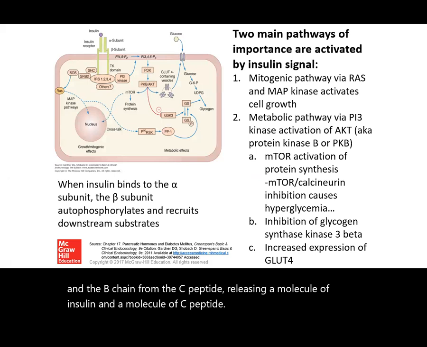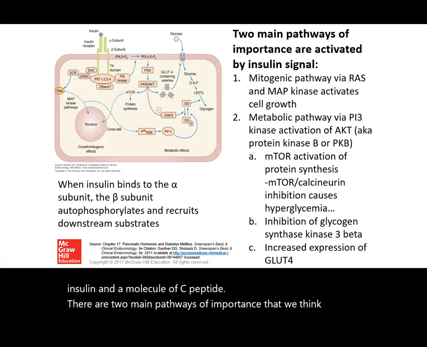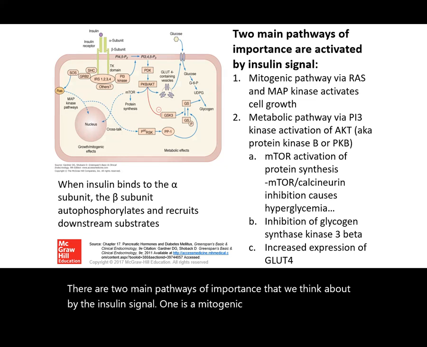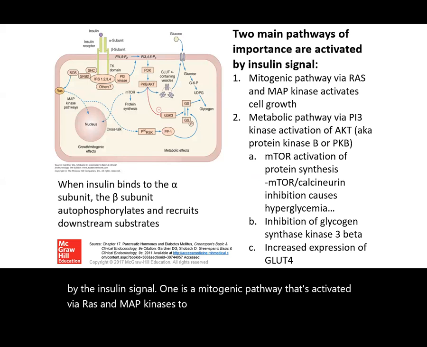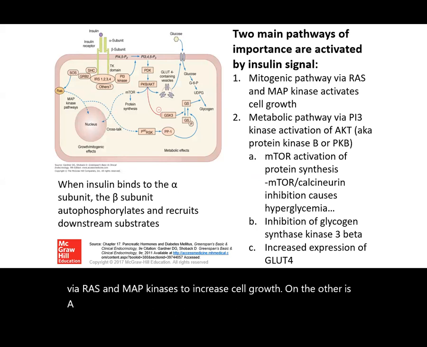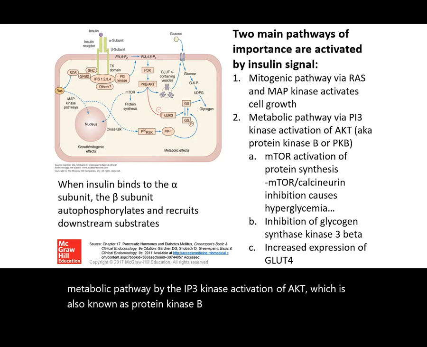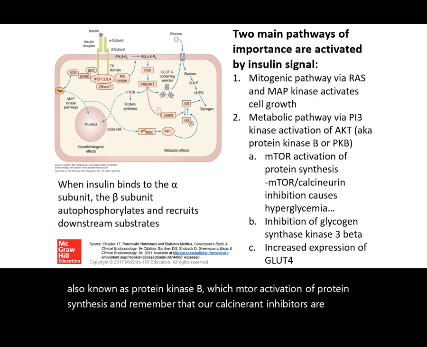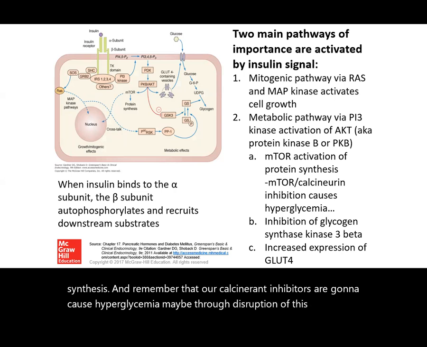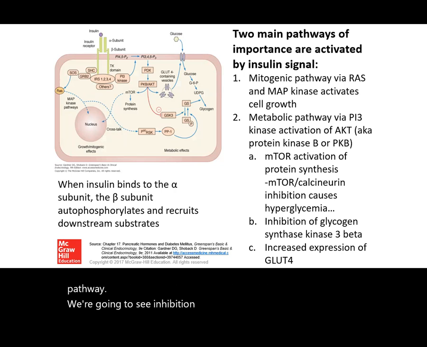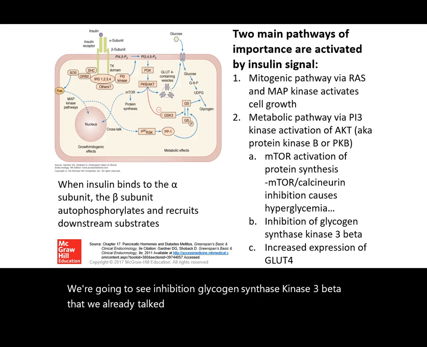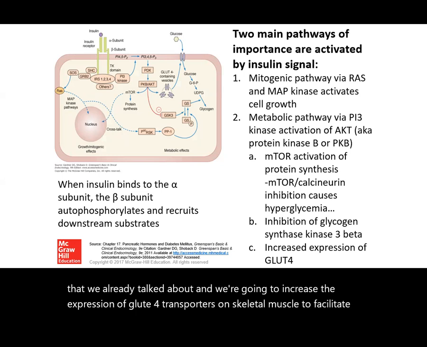There are 2 main pathways of importance that we think about by the insulin signal. One is a mitogenic pathway that's activated by RAS and MAP kinases to increase cell growth. The other is a metabolic pathway via the PI3 kinase activation of AKT, which is also known as protein kinase B, and mTOR activation of protein synthesis. And remember that our calcineurin inhibitors are going to cause hyperglycemia, maybe through disruption of this pathway. We're going to see inhibition of glycogen synthase kinase 3 beta that we already talked about. And we're going to increase expression of GLUT4 transporters on skeletal muscle to facilitate glucose uptake by skeletal muscle.